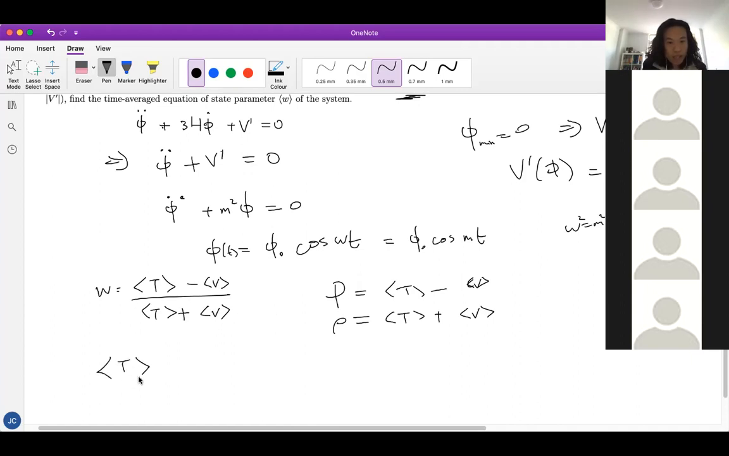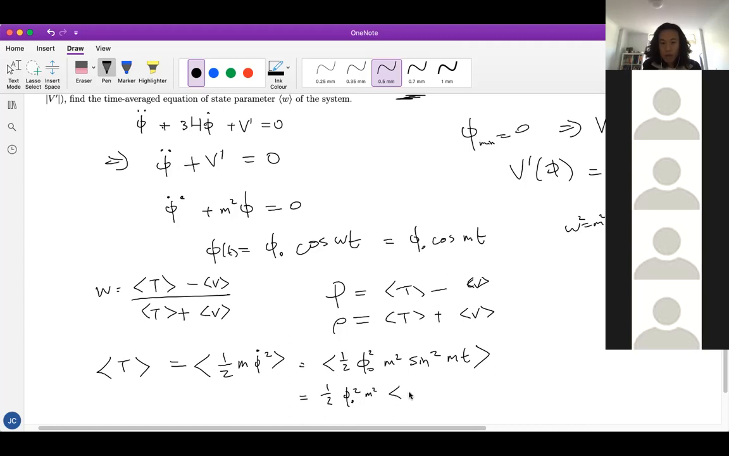The average kinetic energy will just be the average of half m phi dot squared. Putting in this solution for phi, we get the average of half phi naught squared m squared sine squared mt. The half, phi naught squared, and the mass don't vary, they're fixed values, so they don't care about this averaging and we can take them outside. All we have to do is average the sine squared.